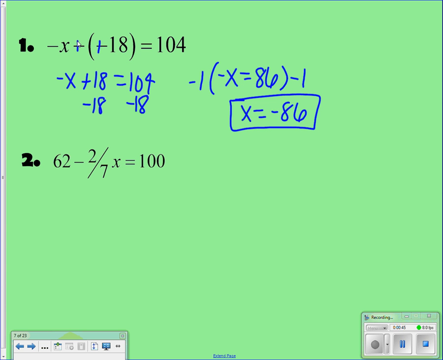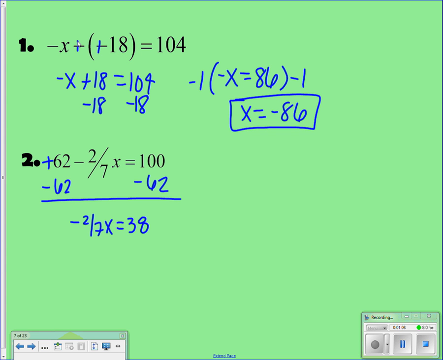Okay. Number 2, 62 minus 2/7 x equals 100. Well, if I'm solving for x, then I want to start furthest away. So I want to move the 62, and the sign in front of that is a positive 62. So I really need to subtract 62 from each side. So that's going to give me a negative 2/7 x equals 38.